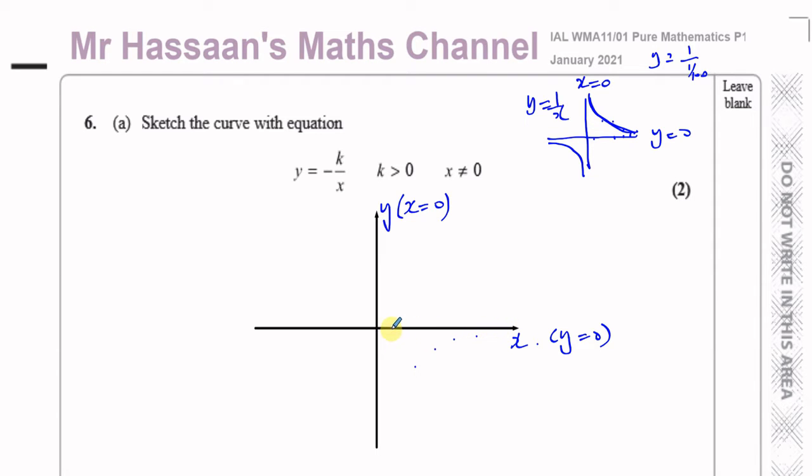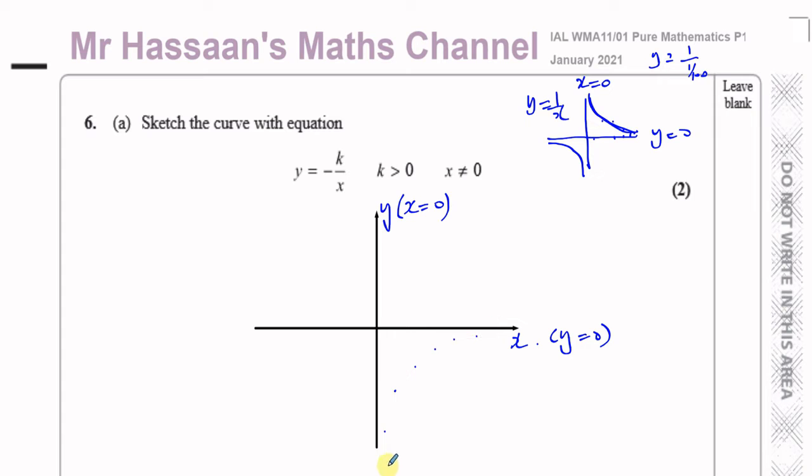When x is minus 1, y is going to be 1. When x is a half, y is going to be minus 2. When x is 1/10, y is going to be minus 10. When x is 1/10, y is going to be minus 1/10 if it's 1 over x.